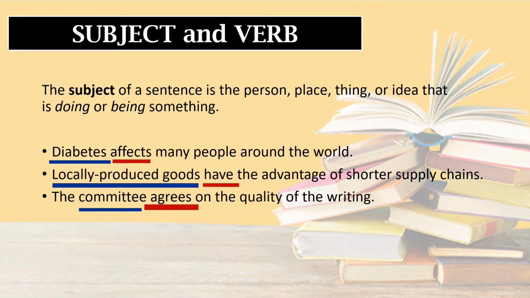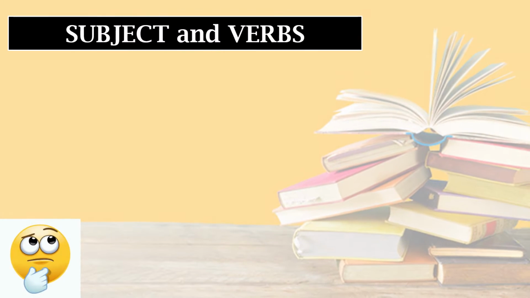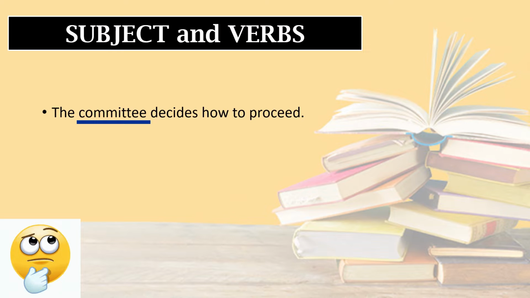Can you now identify the subject and the verb in a sentence? Well, then let's have some exercises. What is the subject and verb in this sentence? The committee decides how to proceed. Who decides how to proceed? It is the committee. That's why it is the subject, and the verb in this sentence is decides.